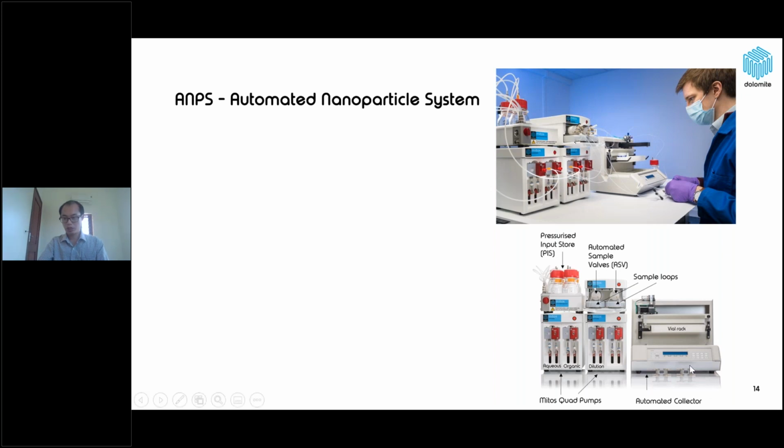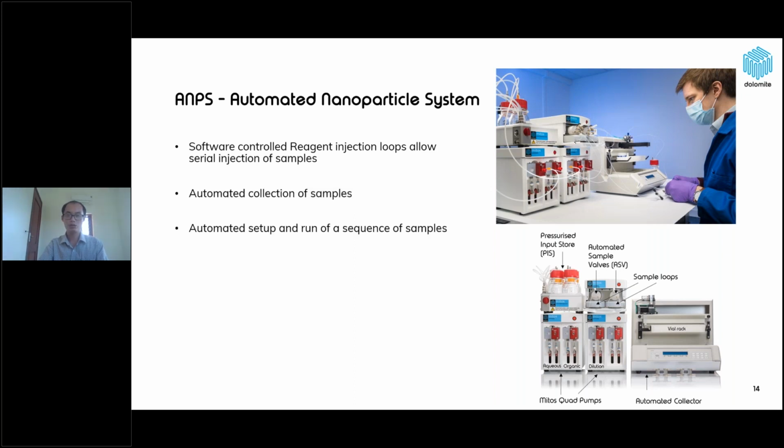So the system is designed together with two chips, one chip for the nano formulation process, and the second chip for the dilution process. The software controls the reagent injection loop, which allows the series injection of samples, thus allowing you to do the protocol processing with the optimization condition, and automate the collection of samples, automate the setup and run of the sequence of samples.